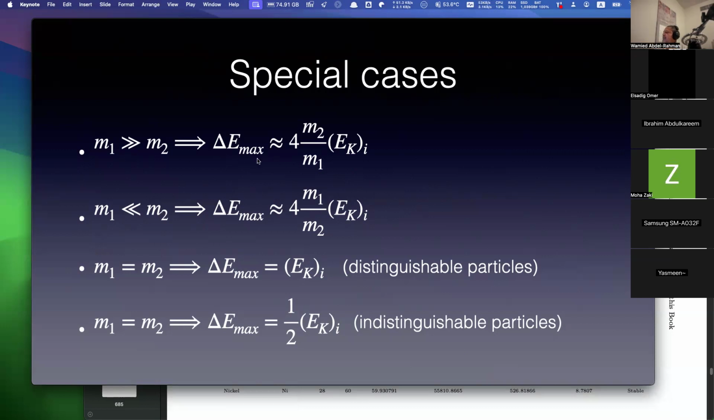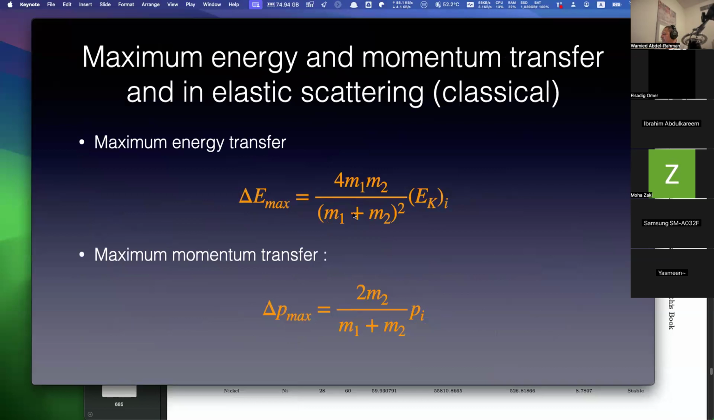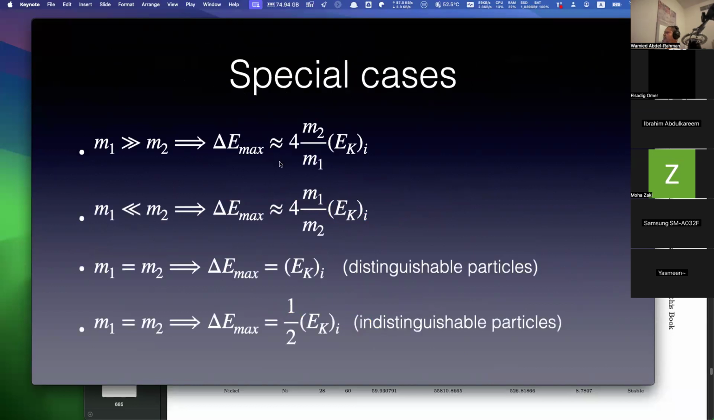This roughly will be given, since M1 is much larger than M2. So this is much larger than, or we can put it here. This M1 is much larger than M2. So M2 then is 0 compared to M1, and then M1 divided by M1 squared. So one of the M1s will cancel out, and we get the ratio of M2 divided by M1. So in this case, the maximum possible energy transfer is going to equal 4 M2 divided by M1.